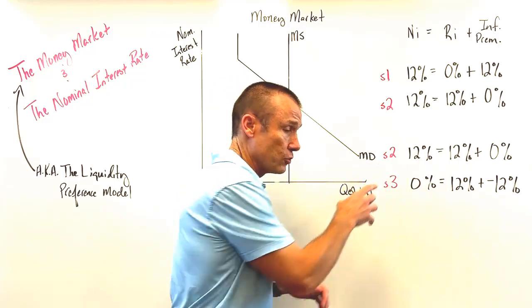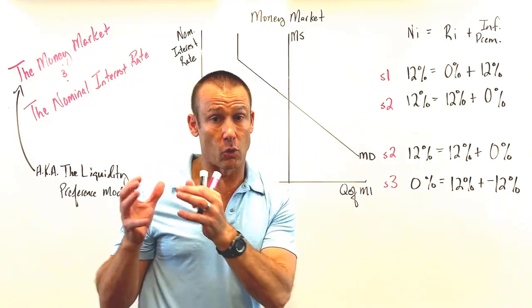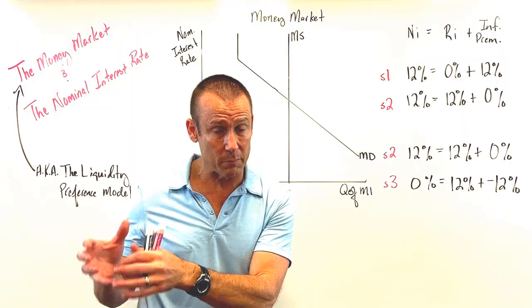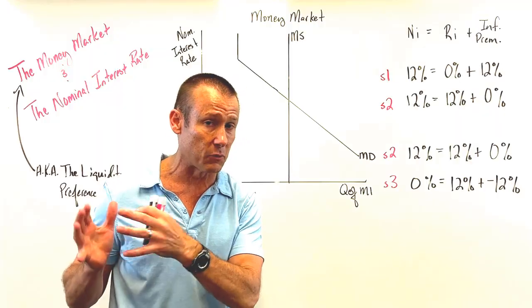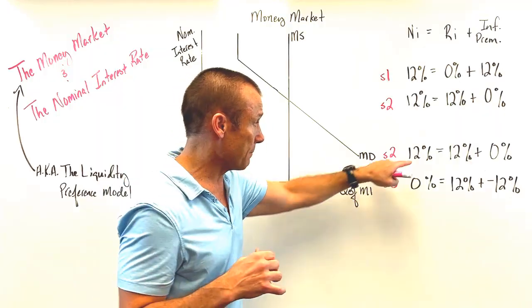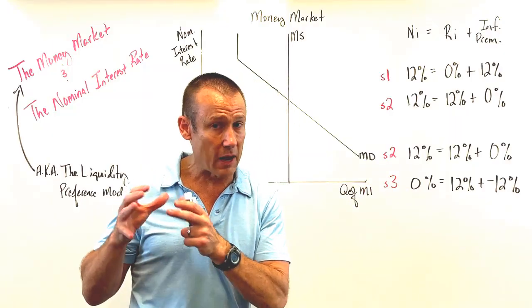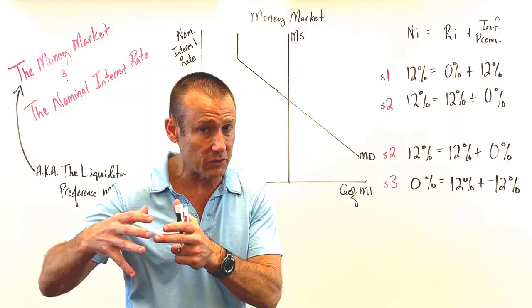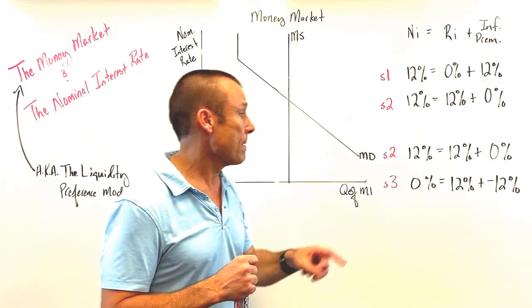In scenario 2, I'm significantly motivated to hold less of my wealth in liquid form because I have an opportunity cost of a 12% nominal interest rate, a nominal return of 12%. So I'm pretty doggone motivated to move a good amount of my wealth, not hold too much for convenience, cushion, or speculation, into these other assets. I can get the nominal return of 12%.